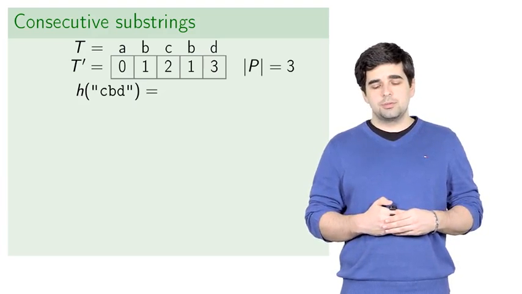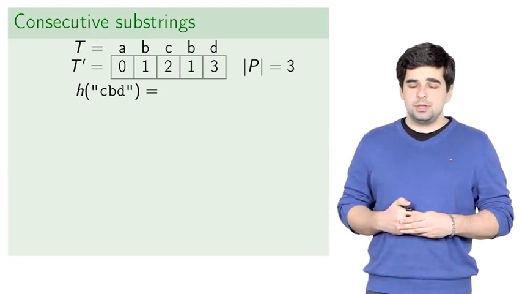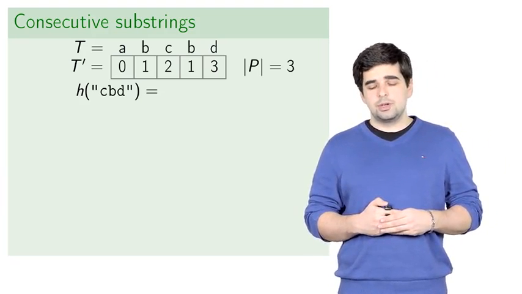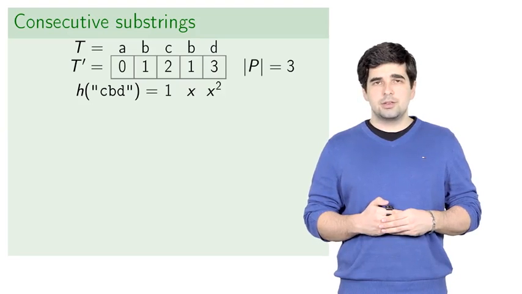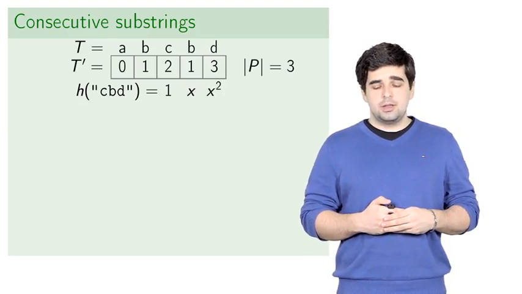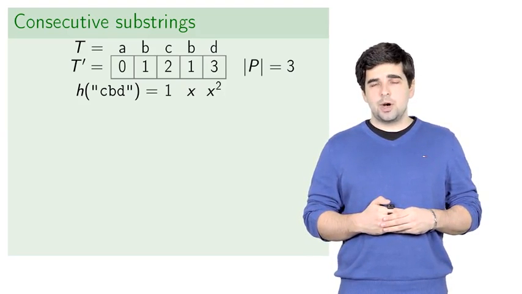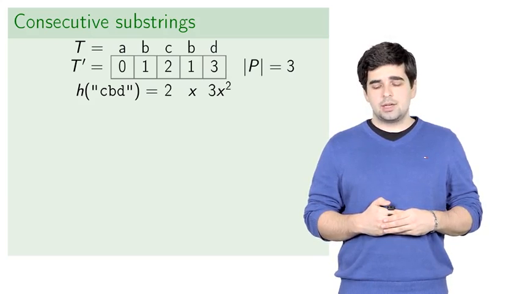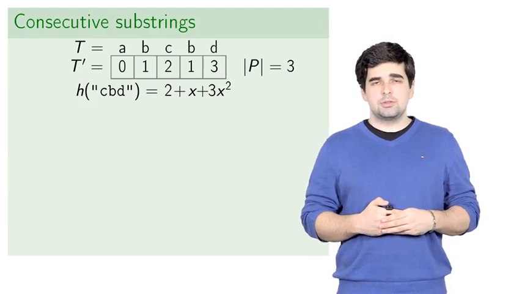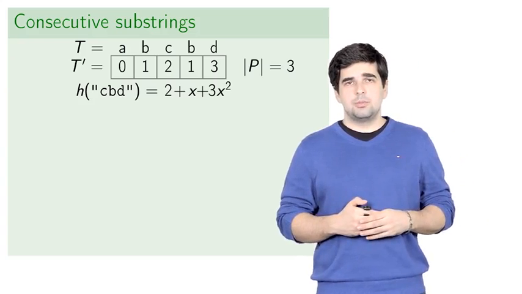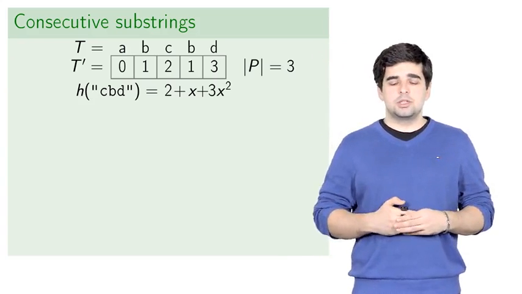We start with the last one, CBD. To compute its hash value, we first need to write down the powers of x under the corresponding characters of the text. Then we need to multiply each power of x by the corresponding integer code of the character, and we get 2x and 3x squared. Then we need to sum them, and we also need to take the value modulo p, but on this slide we will just ignore modulo p, it will be assumed in each expression.